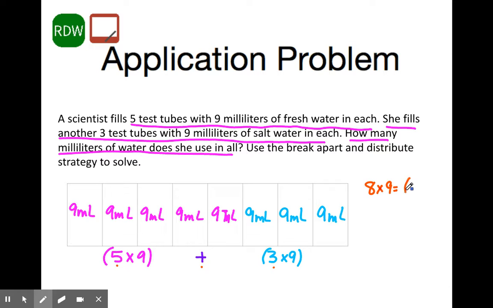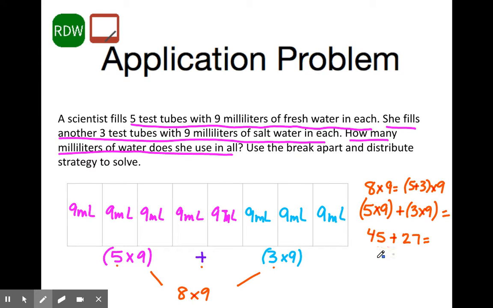Okay, so basically 5 plus 3 times 9 is the same thing as 8 times 9, because you all just told me that this is 8 total times 9. Okay, so then we have 5 times 9, which we should already know that fact, plus 3 times 9, we should already know that fact, and we're going to put them together. Okay, 5 times 9 is 45, plus 3 times 9, which is 27, and we add those things together, 8 times 9 is 72 milliliters.